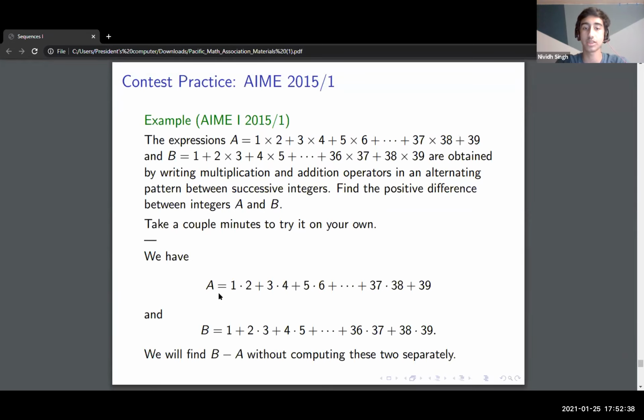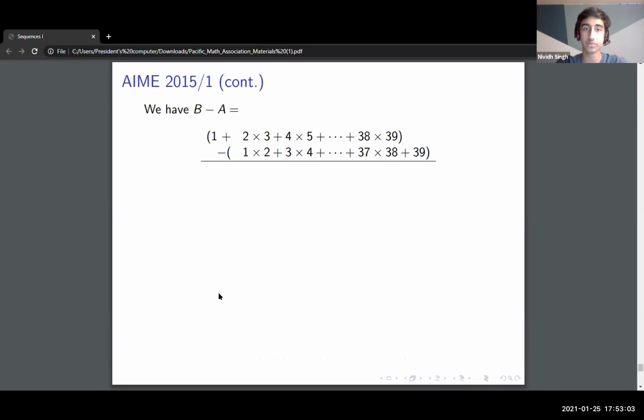A lot of times when we see problems like this, they seem really complicated, and we could try to find out what A is equal to and what B is equal to, but often there's a much cleaner technique where we don't have to go out of our way and compute two giant numbers. Rather, we can just combine the two numbers and see how they fit together, and then we can see what the final answer is.